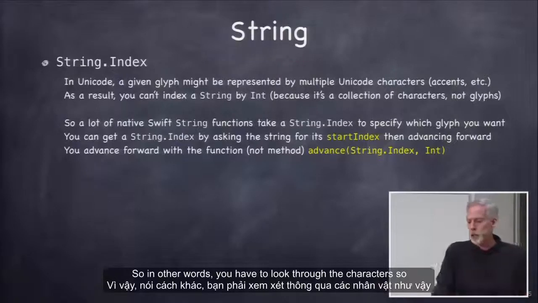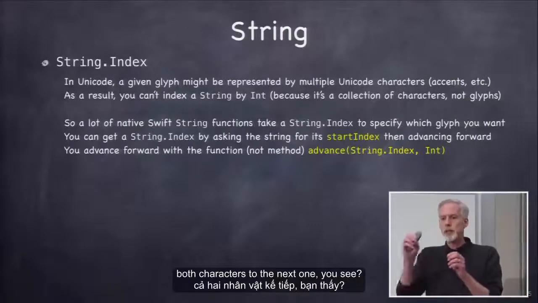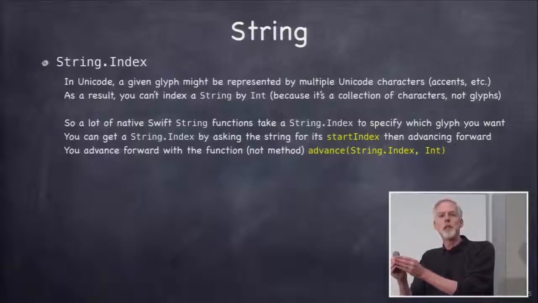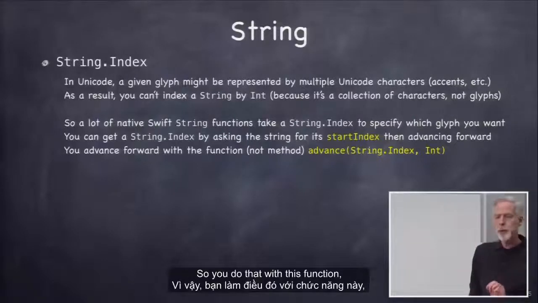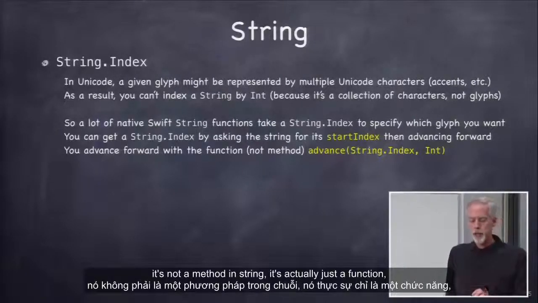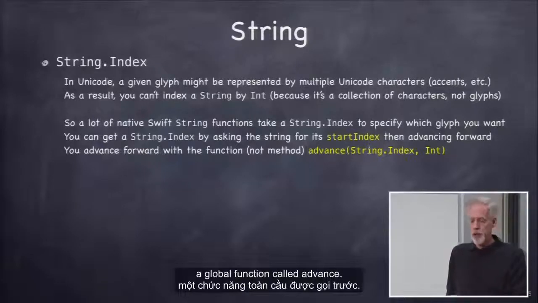So in other words, you have to look through the characters so that it'll jump over E accent aigu, both characters, to the next one, you see? So you do that with this function. It's not a method in string. It's actually just a global function called advance.